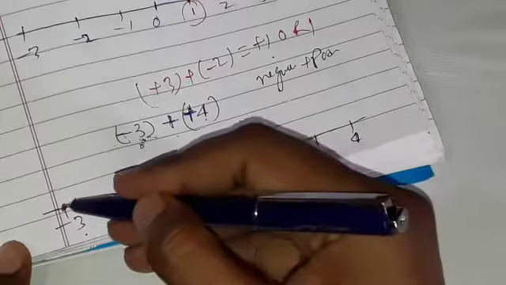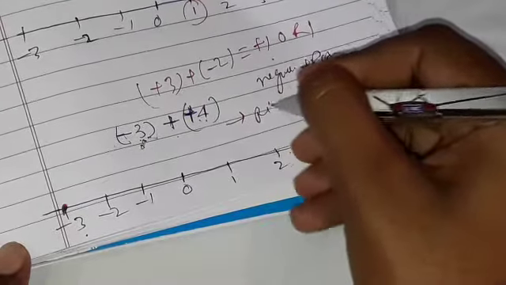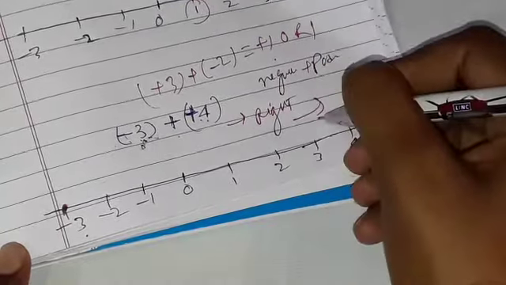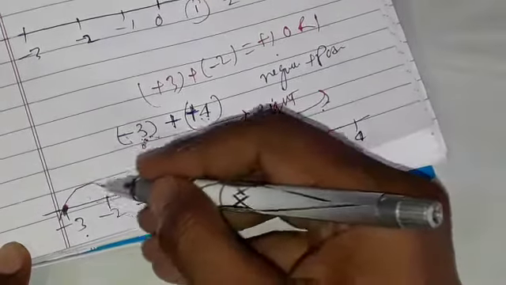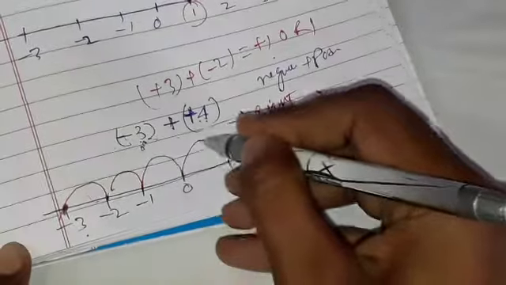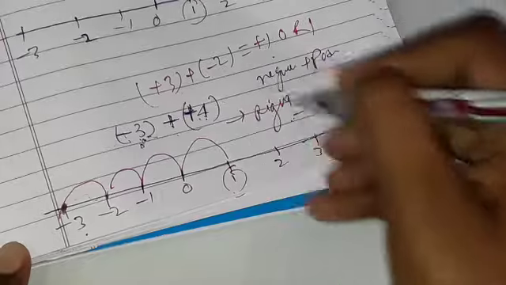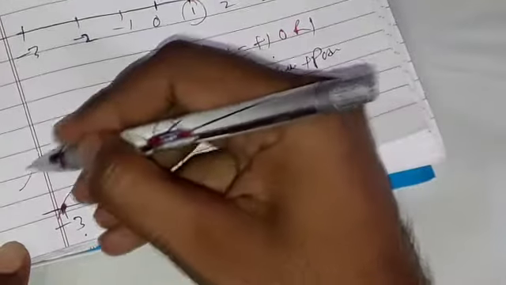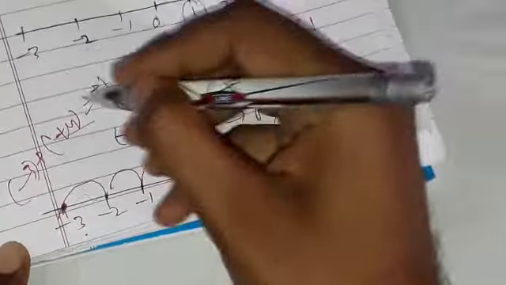So minus 3 indicates starting point. And now class, again there is a plus sign. So plus sign means class you have to move right hand side. But how many steps you have to move? 4 steps. So this is your first step, second, third and fourth step. So 1 is your answer. So minus 3 plus 4 is equal to plus 1.